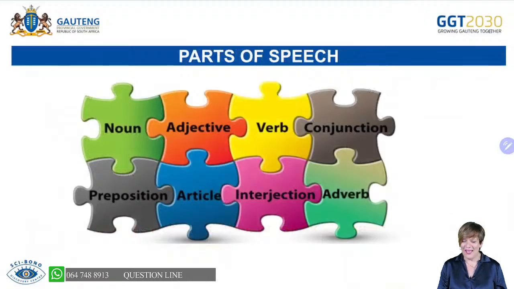Do you know them? Got a noun, an adjective, a verb, conjunction, preposition, article, interjection, and an adverb. Yes, I know. You've been taught this from grade 1 already. It feels like it. But sometimes it can be a bit tricky. So let's go through the rules one more time.